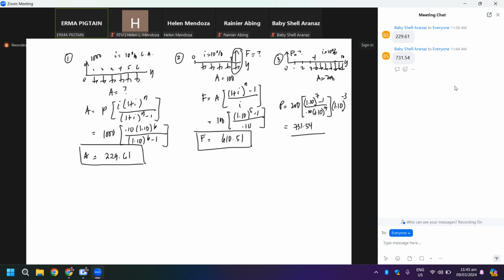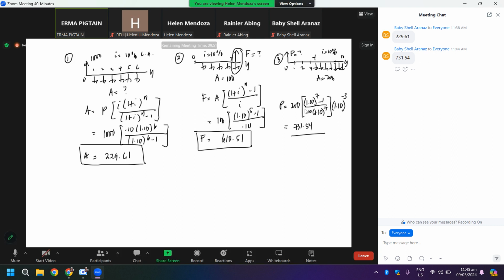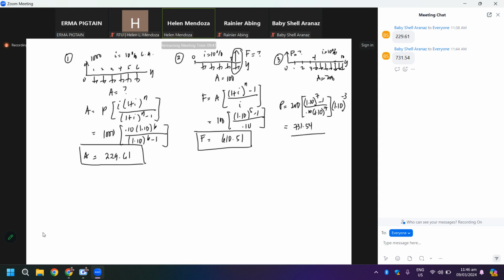730.97 sa akin, ma'am. Sa akin din po ma'am, 730.96. Okay lang po yan, baka rounding error. Opo, nagra-round up kasi. Okay. 731, sa akin nga, 731.8. Ibig sabihin, okay lang po yan. Kahit ano pa, kasi nagra-round ng value, nagra-round down, nagra-round up ng value. Opo. So, okay lang po yan.